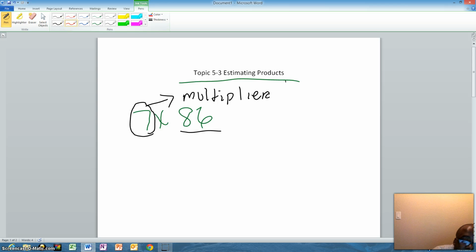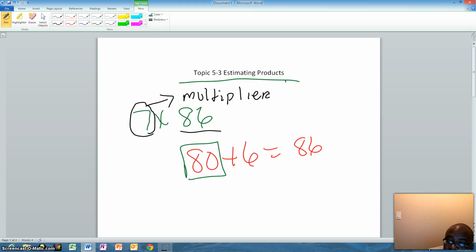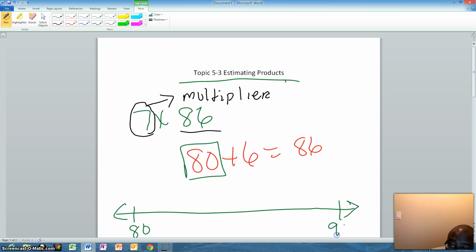Now, remember from our rounding that the first thing we always do is break that number apart. So that's going to be 80 plus 6. And remember that is going to give us 86 again. Now we're going to box our 80. From our rounding lesson, we know that 80 is going to be the beginning of our number line because we're rounding to the nearest 10. Just like always, we go over 10, so the end of our number line is going to be 90.